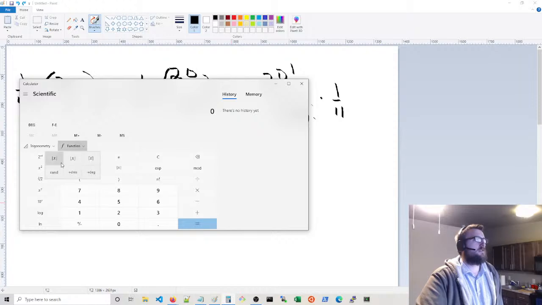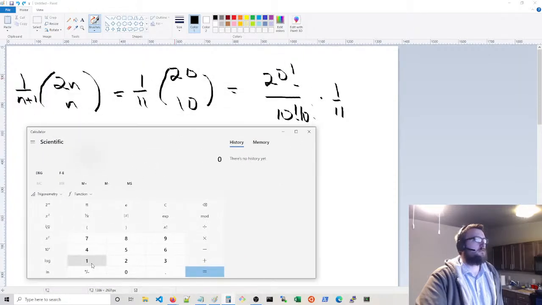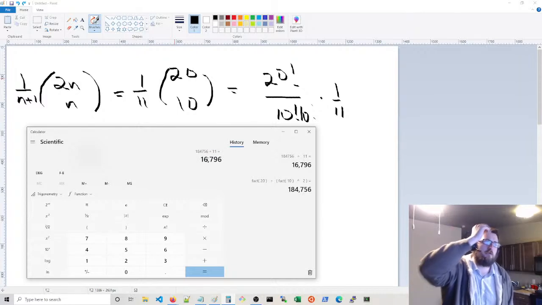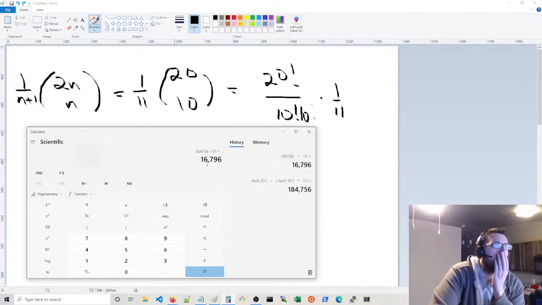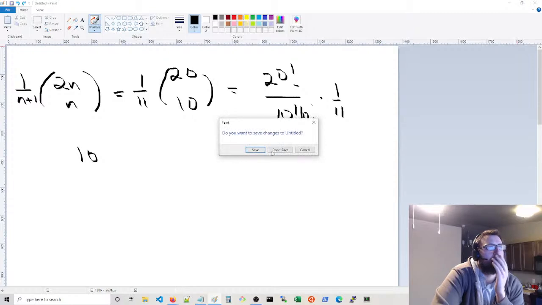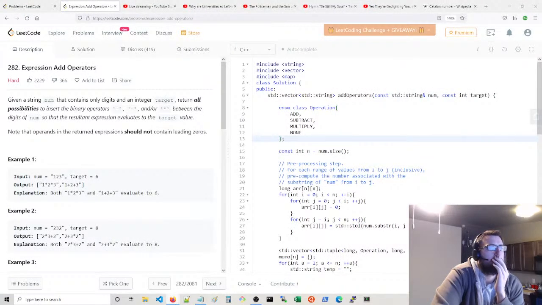I don't know if this calculator has combinatorics on it. We can do 20 factorial divided by 10 factorial squared divided by 11. Okay, that's actually manageable. Only under 17,000 different multiplicands that we could have. Okay, we can work with that. That's fine. Sizable, but that's okay.